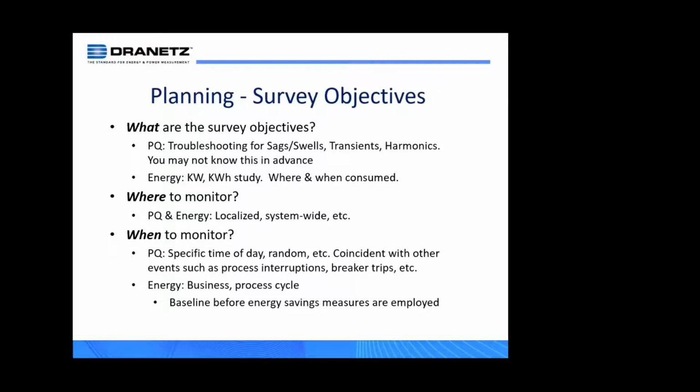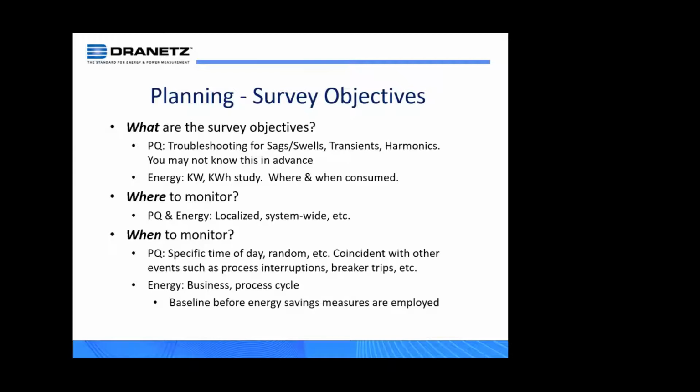I like to call this the 3 W's when performing a survey, and that is the what, where, when. What's the objective? Is it a PQ objective? Is it an energy study? Obviously, if it's PQ, you're looking for those power quality events. As we learned in previous segments, sags are the most common voltage event. Are we looking for those types of events? Is it transients? Are we doing a harmonic study? Maybe we're doing compliance to make sure that we're complying with harmonic standards. So what are the objectives?